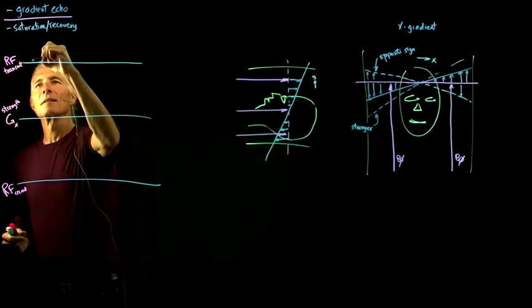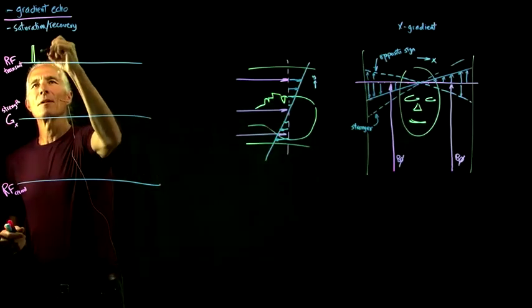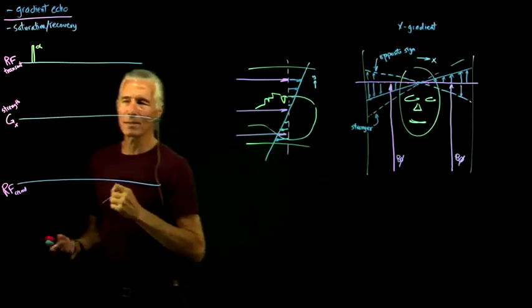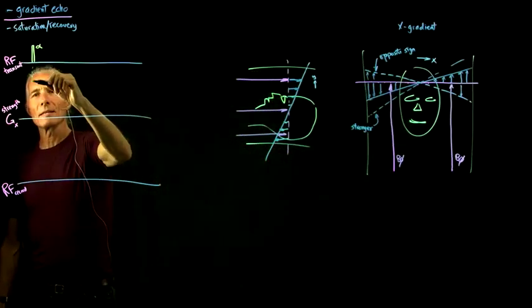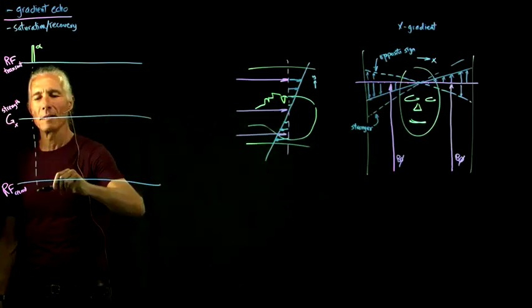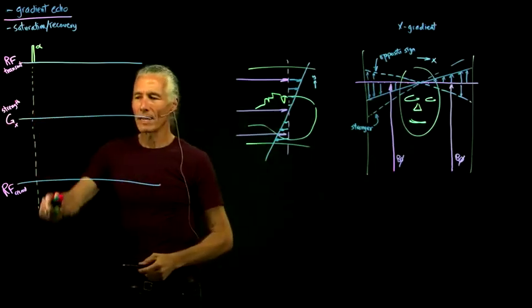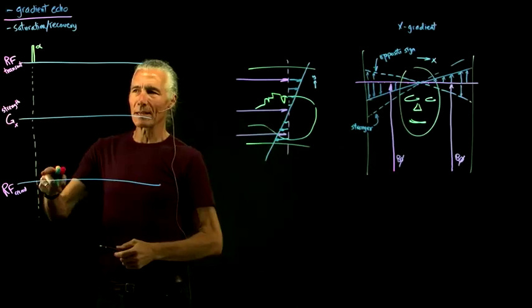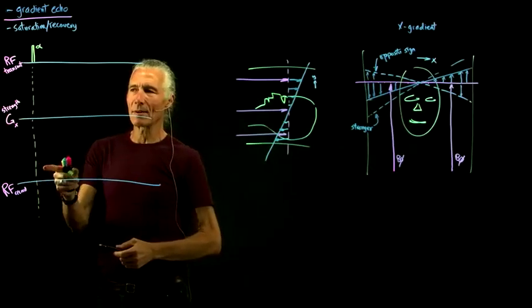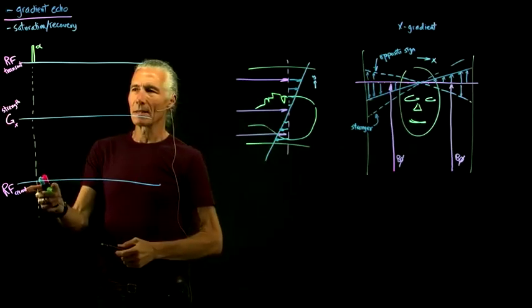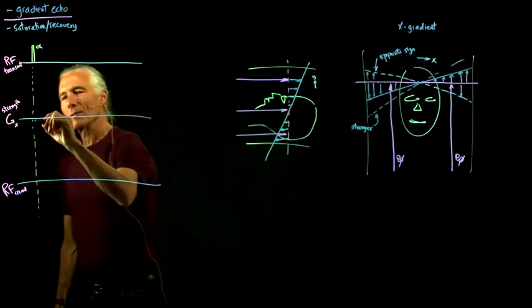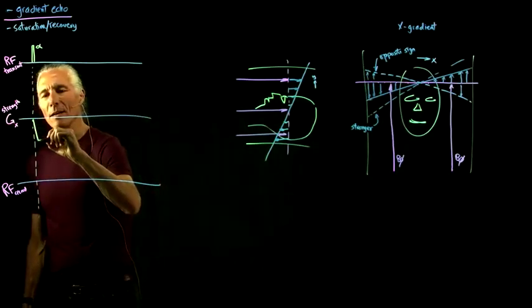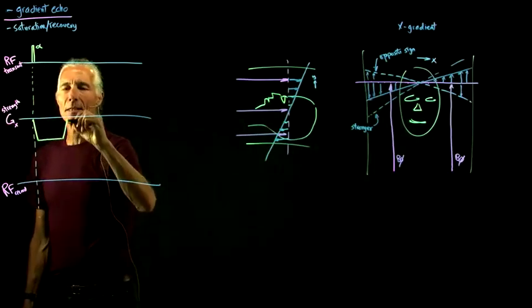So here's our pulse, some kind of RF pulse. It doesn't have to be 90, could be whatever. And so when we do that, we would normally get some oscillations to come out of our recording. But now what we're going to do is turn the gradient on like this.